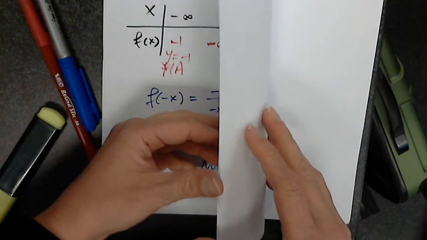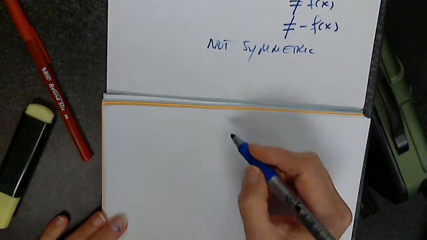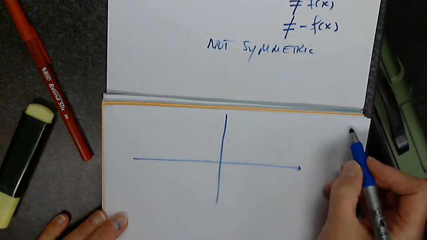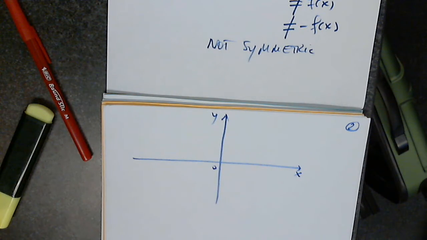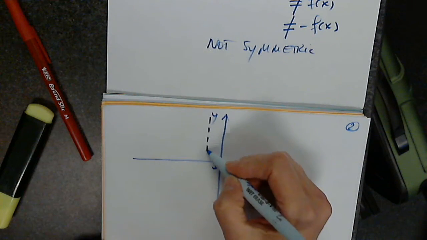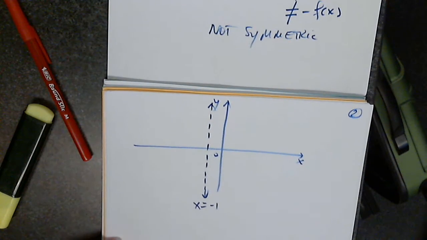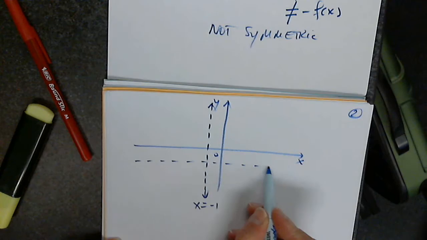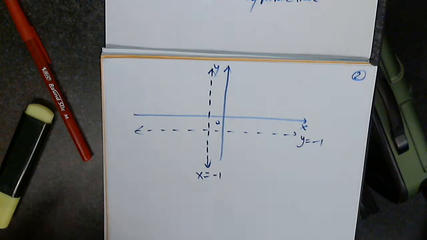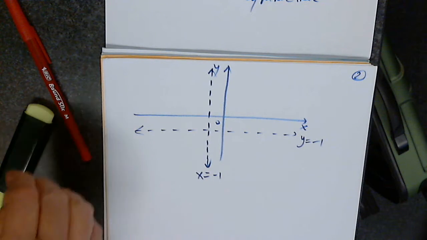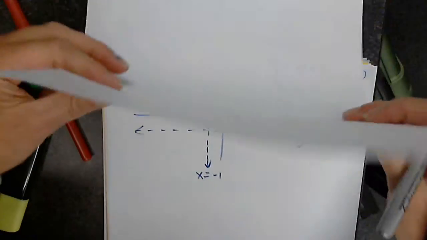Now, all I have to do is follow my chart and graph the function. So I have to graph a vertical asymptote at -1, and I have to graph a horizontal asymptote at -1. Ready? Yes? Okay, so here's what my chart tells me.